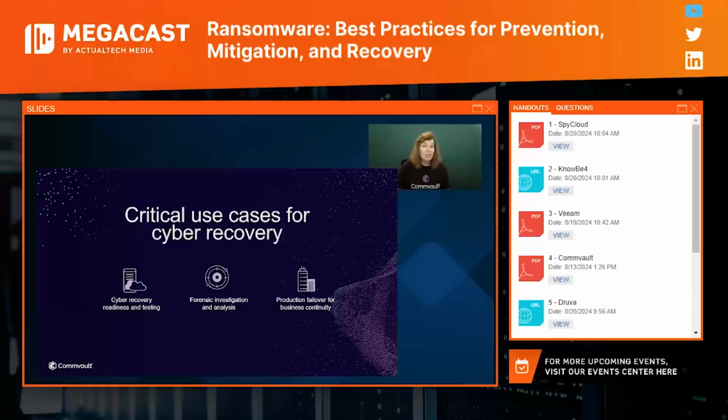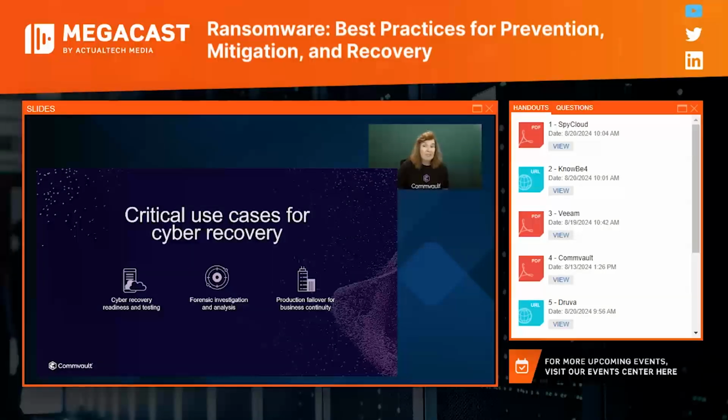With forensic investigation, often after an attack, the business is ready to recover, yet production is being held up by forensic analysis because security teams need to do more work to understand the full impact of the attack. Cleanroom recovery helps you recover your production environment while the security team conducts that forensic analysis in parallel.